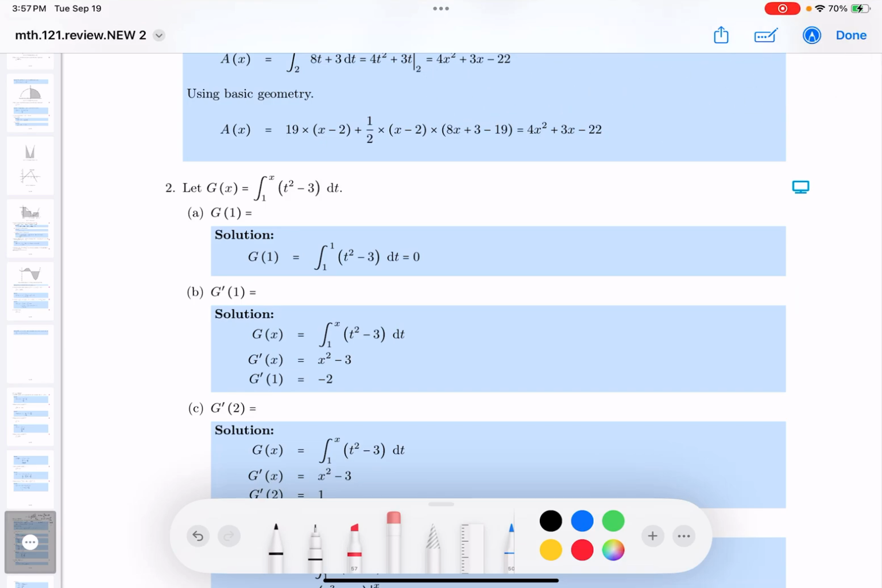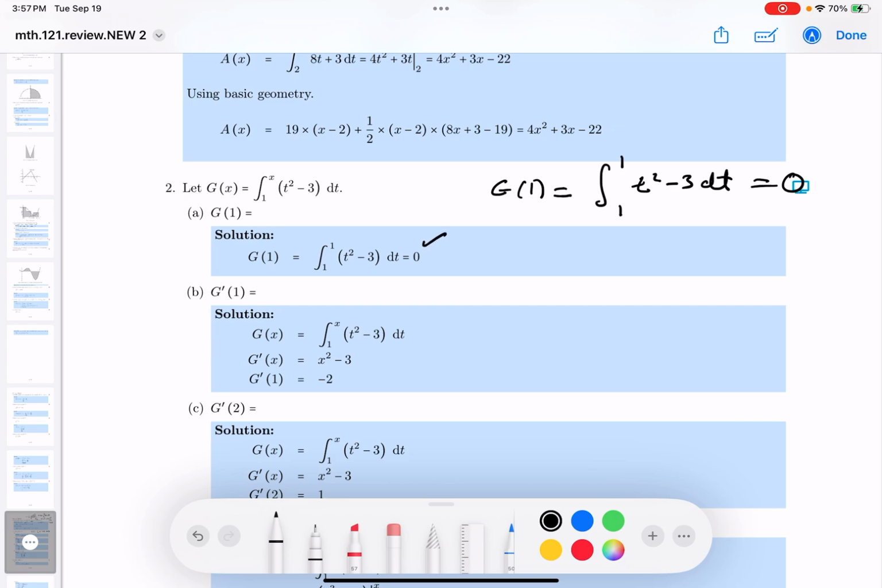Okay, looking at number 2, I see what g of x is, and I want to know what g of 1 is. And I'd write it down. G of 1 means x equals 1, so it goes from 1 to 1, t squared minus 3 dt. There's no need to integrate. It's 0. It starts at 1. It stops at 1. There's nothing there. So 0 is the correct answer.